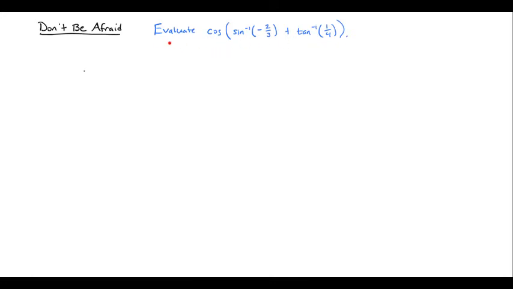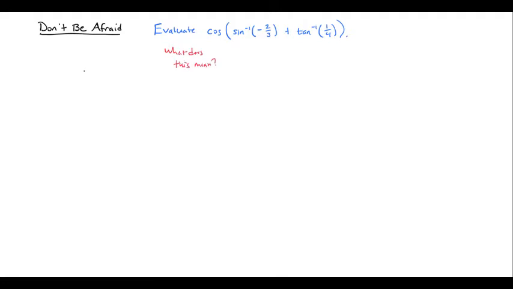So I've given this problem here. You'll find problems like this in the My Math Lab homework for section 3.5. So I've asked you to evaluate the cosine of this thing. What is all this? The cosine of the arcsine of negative 2/3 plus the arctangent of 1/4. Okay, so what in the world does this even mean? Let's just think about this for a minute. What does this mean?